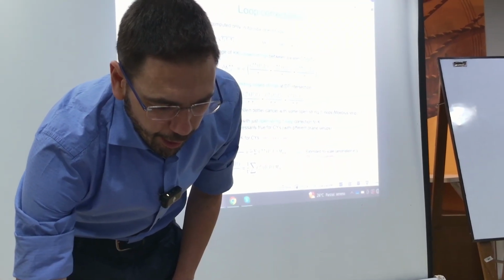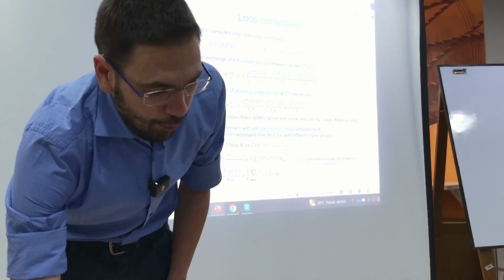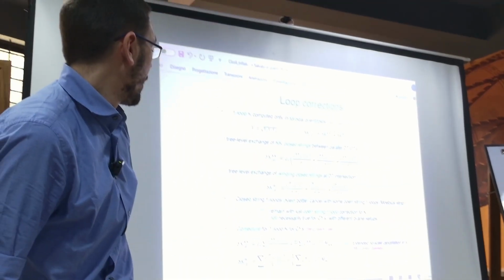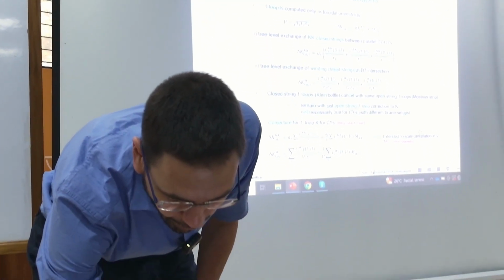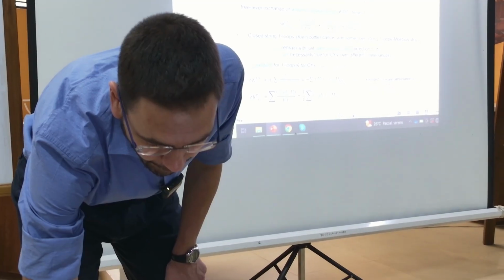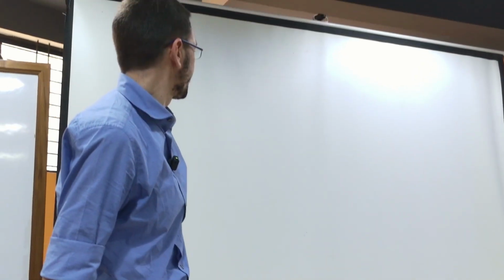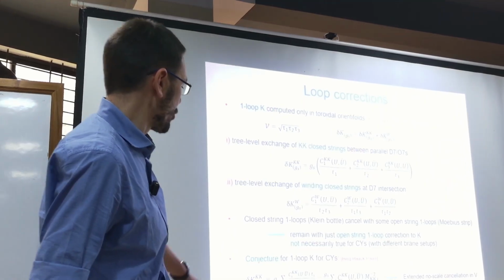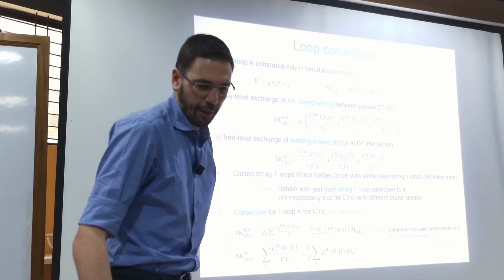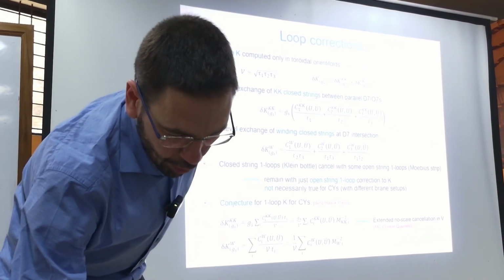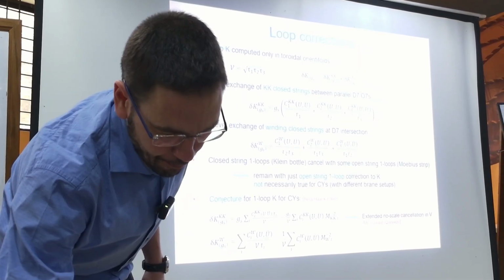It's fine. So remember that then we looked at loop corrections. So we started writing. Let me make it full screen. So we started looking at the expression of these corrections, and we mentioned their generalization to a Calabi-Yau.